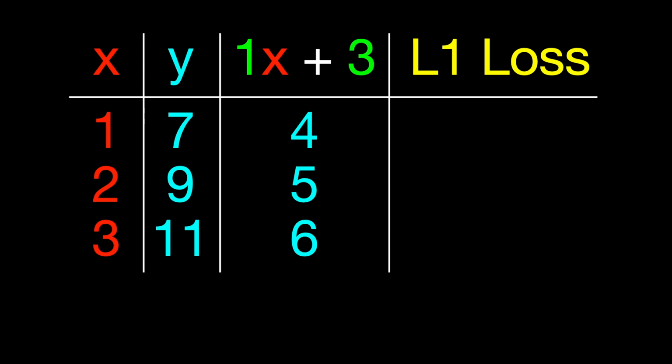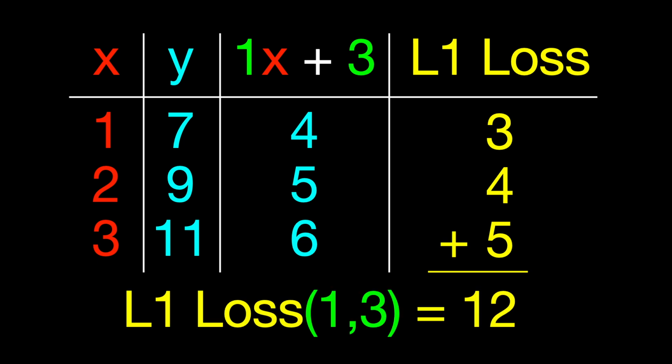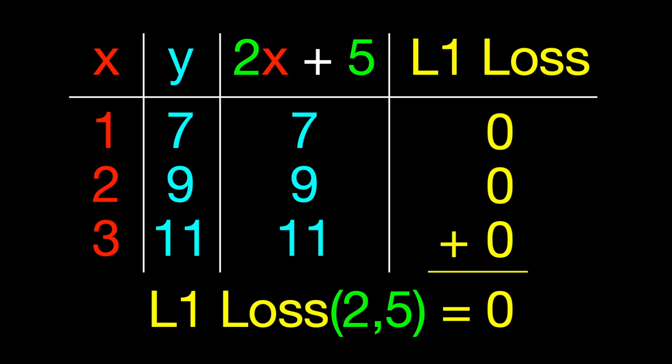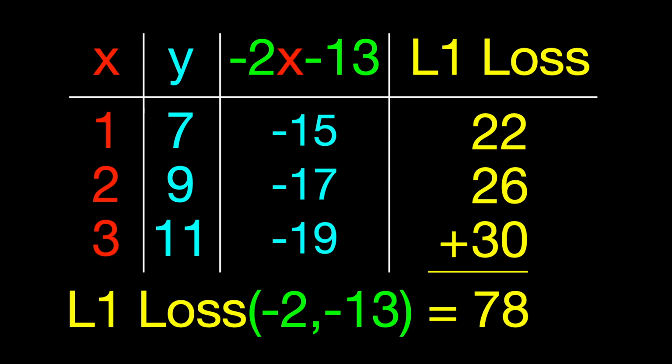In this case, we computed an output of 4 for x equals 1 when the desired output was 7, which is off by 3. 5 and 9 are off by 4. 6 and 11 are off by 5. So the total L1 loss of the parameters m equals 1 and b equals 3 is 12. It could be better. For m equals 2, b equals 5, we get a loss of 0. It could also be much worse, though. If we considered crazy parameters like m equals -2 and b equals -13, we would incur a loss of 78.